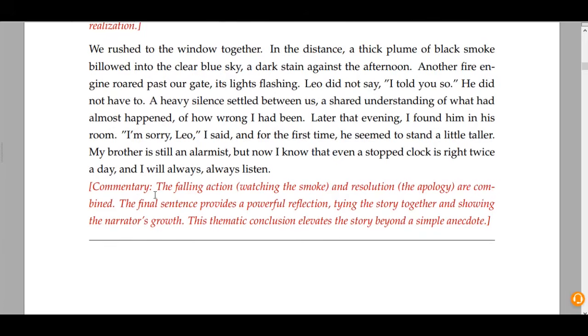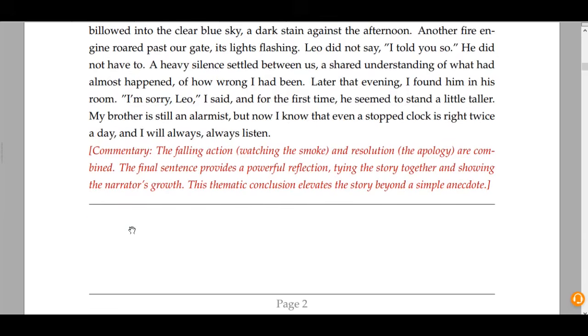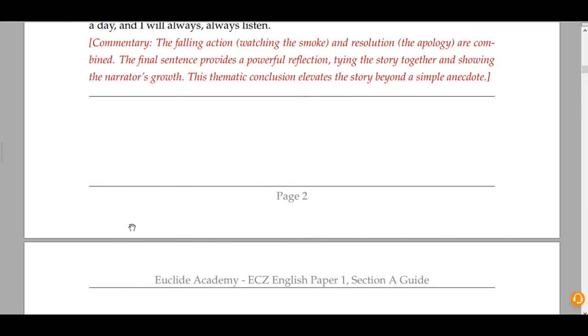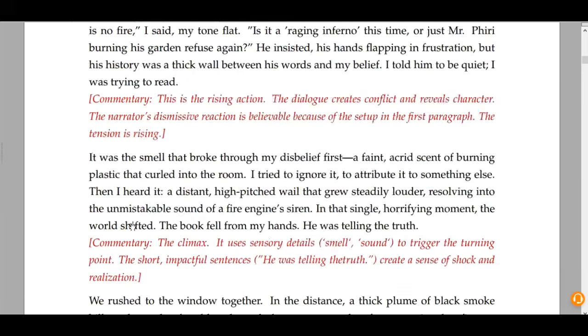So we can tie the story together and show what really happened, and then make an elevation of the story. So this is just a general overview of how you can put the story together.